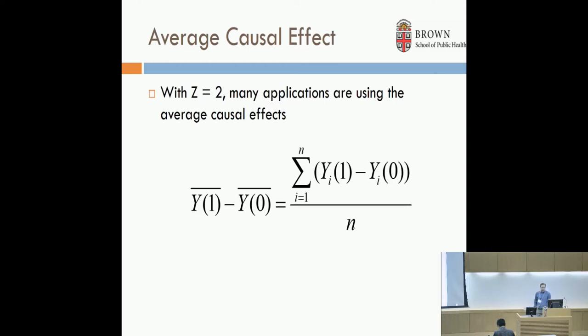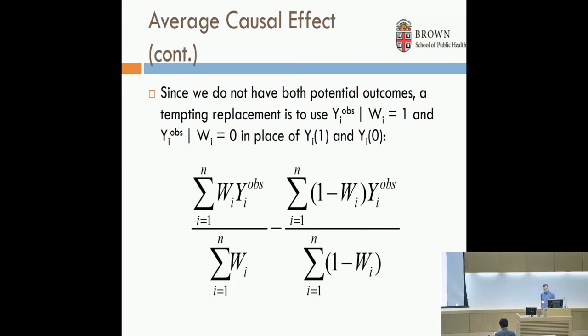So one statistic that most of us use is the difference in averages. The difference in averages is the average difference across all units. So you can see here, for the first unit, the effect under the first treatment minus the effect under the second treatment, for that unit. And then I sum it over all units. So it's the difference for each unit, if I could observe it, and then I take the average of the differences.